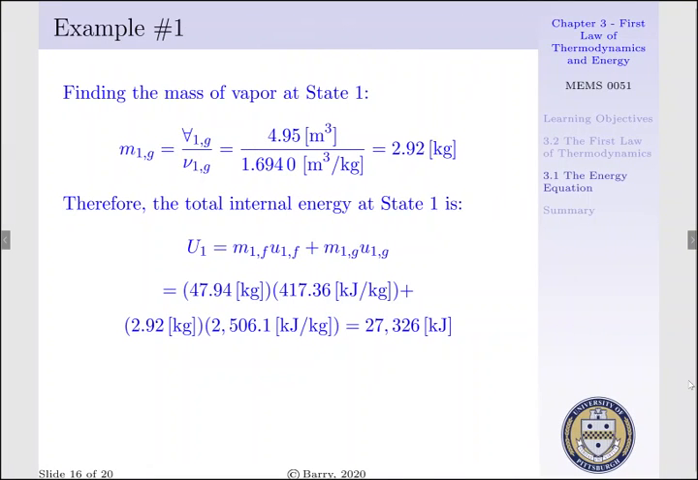With this information, we can determine our internal energy at state 1. Our internal energy at state 1 is equal to the mass of our saturated liquid at state 1 times our specific internal energy of our saturated liquid at state 1 plus the mass of our saturated vapor at state 1 times the specific internal energy of our saturated vapor at state 1. This is equal to 47.94 kilograms times 417.36 kilojoule per kg plus 2.92 kilograms times 2,506.1 kilojoule per kg. Or we have 27,326 kilojoules corresponding to our saturated liquid and saturated vapor existing at state 1.